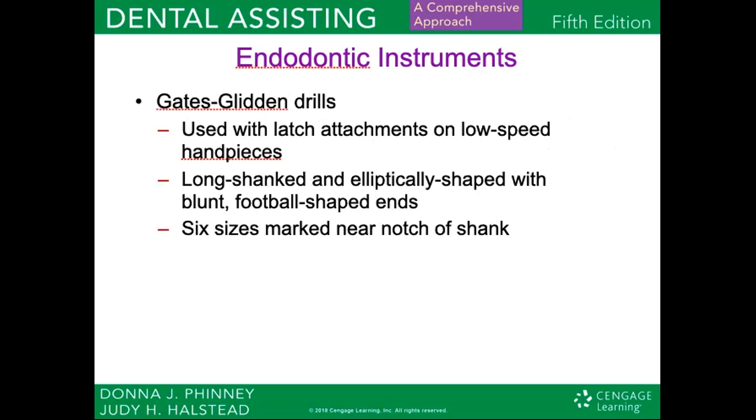Gates Glidden drills are used with latch attachments on low-speed handpieces. They also have long shanked and elliptically shaped ends with blunt football shaped ends. There are 6 sizes that are marked near the notch of the shank, where you will see tiny little engraved rings that indicate the size of the Gates Glidden drill. So Gates Glidden drills are used in the upper portion of the canal to prepare the opening access by removing obstructive dentin or dentin that's just in the way of all the canals to be located.